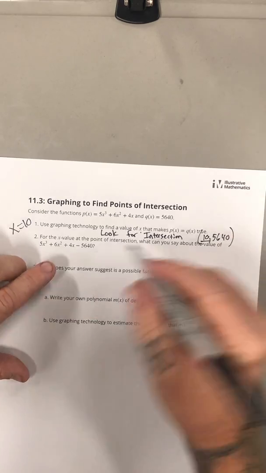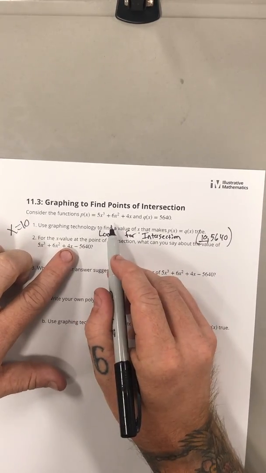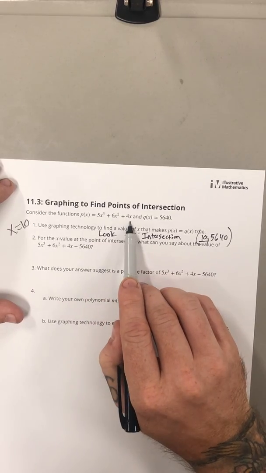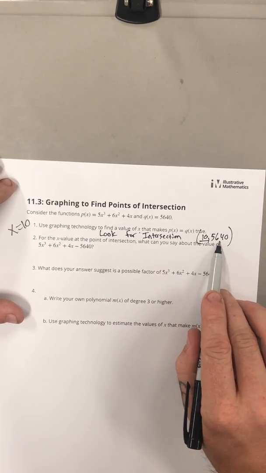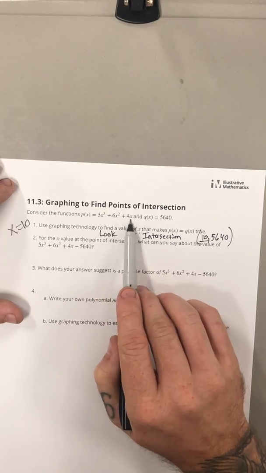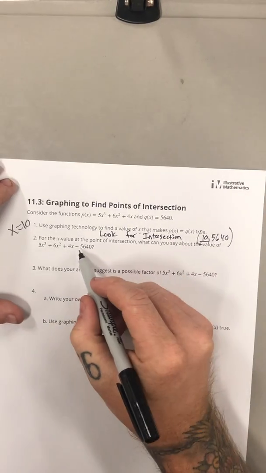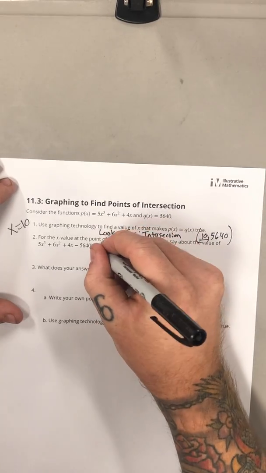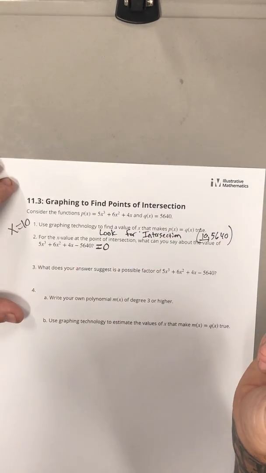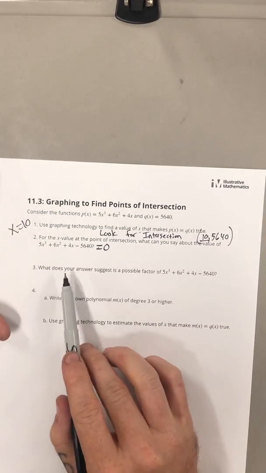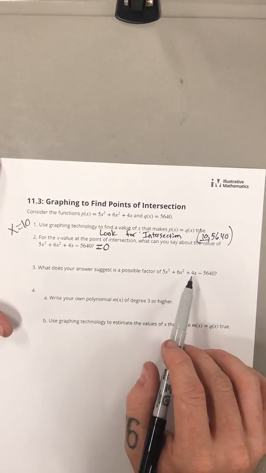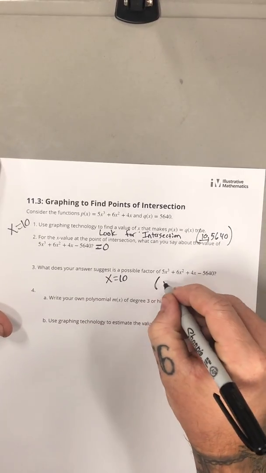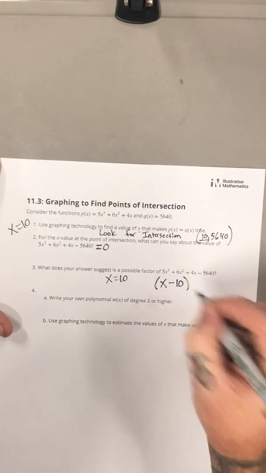Okay? So then if I put minus 5640 on the end of this, let me explain that one more time. If I take 10 and plug it in here, here, and here, my answer will be 5640. So then if I subtract 5640 from this, I'm getting 0. My answer is equal to 0 because I subtracted my answer. So what does your answer suggest is a possible factor of this? That means if x equals 10, the factor inside parentheses is x minus 10.